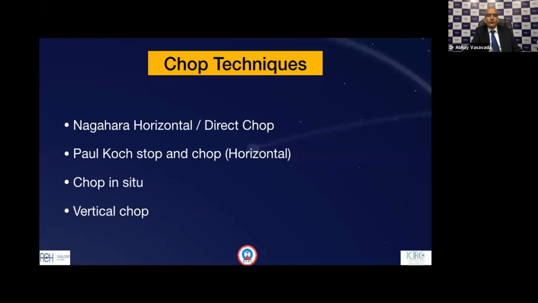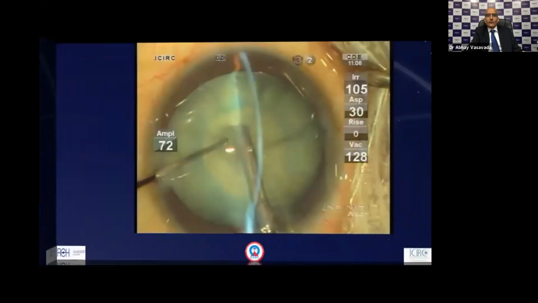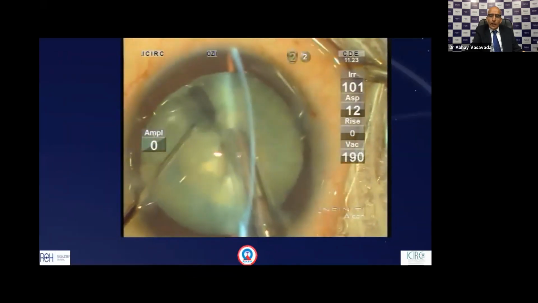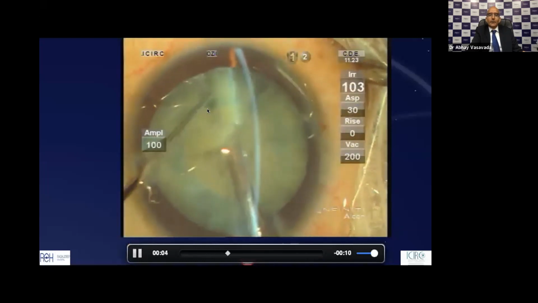We brought out for the first time what we described as chop in situ, but then it was labeled as a vertical chop. And this is that chop in situ we published in '96. We were doing it for 2 years earlier than that, which involves occluding it and then making the chop movement vertically, as you will see here. What I'm doing now is that I buried the phaco tip here, the foot paddle is in second position, and the chopper initiates a crack, and then with lateral separation, that has been separated.